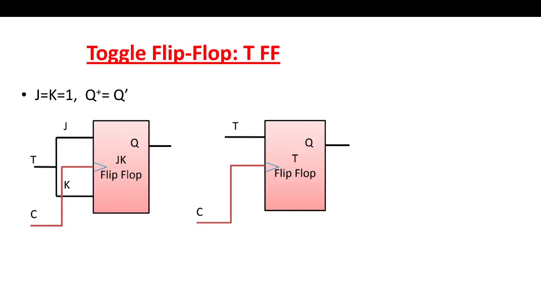Next, to design a toggle flip-flop, we said that we will connect both J and K. So what is T? If it is 0, that means J and K values are 0 0. That means Q next state is the previous state. And when T is 1, this will be 1 1, which is Q complement. So we update the toggle state.